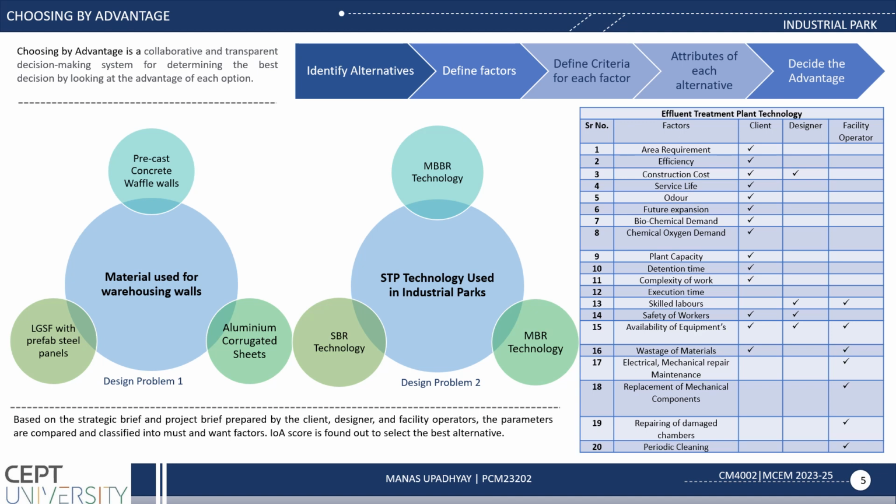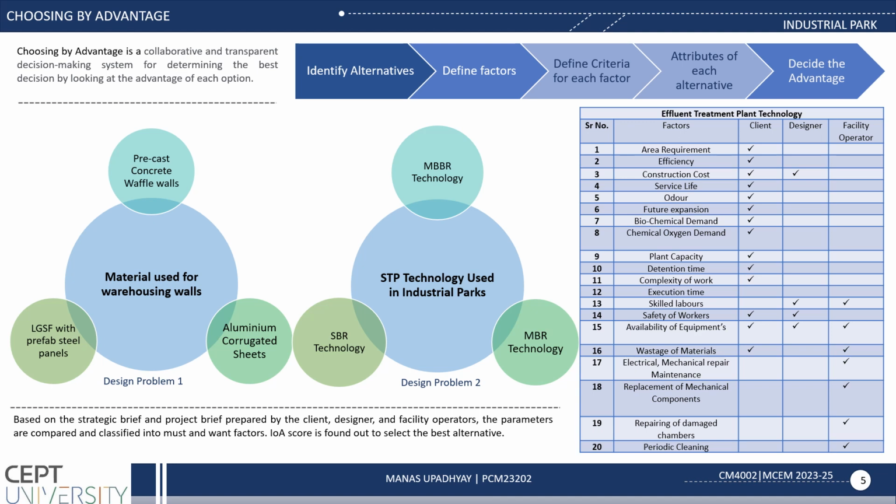The two major design problems we identified are the material used for warehousing walls, and the second problem is the STP technology used in industrial parks. For the first design problem, we have found three alternatives: light gauge steel framing with prefab steel panels, aluminum corrugated sheet, and precast concrete panels. As per the client requirement, the material should be easy to assemble and need quick construction, as well as require less water during the construction phase.